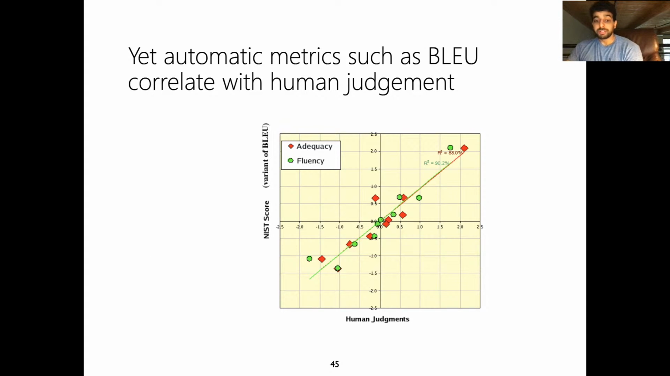So yeah, it has many flaws, but people have shown that it does correlate with human judgments, which is why people still use BLEU. It's also very, very easy to implement. There are standard packages that you can use to measure BLEU score. So yeah, overall, it's a good thing to do.